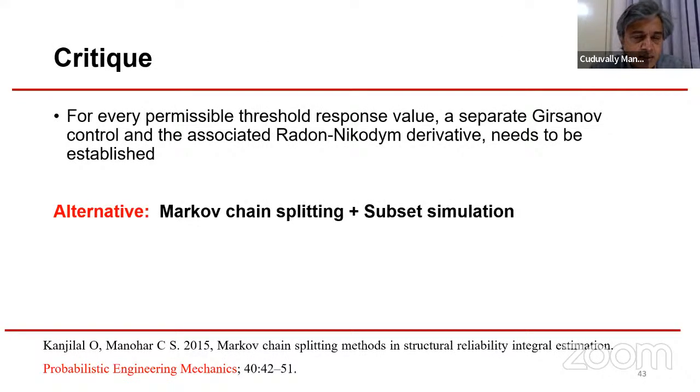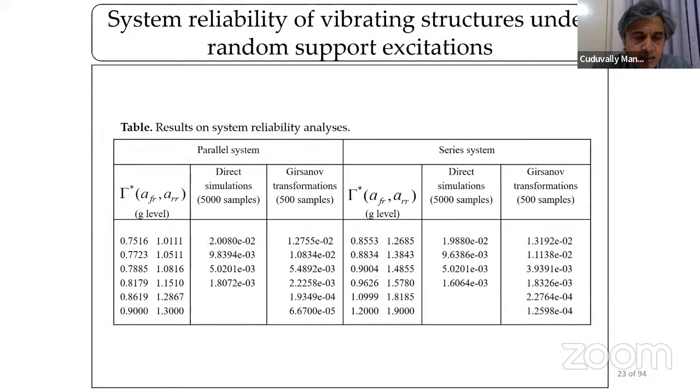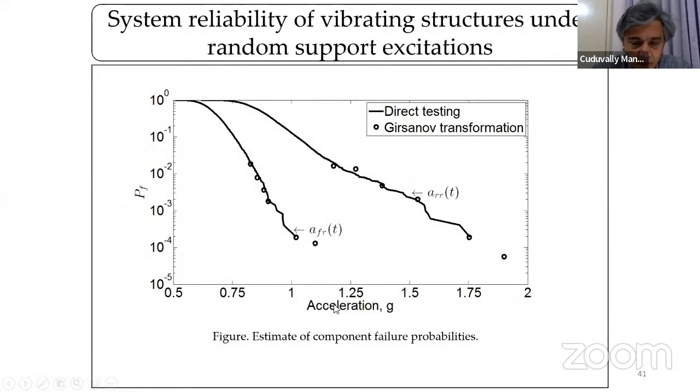So at this stage, one of the weaknesses of this approach is that for every level of threshold value, we need to find different controls. But the control that I find for this level doesn't work for the next level. So this may be a problem if one is interested in getting a complete picture of such graphs.